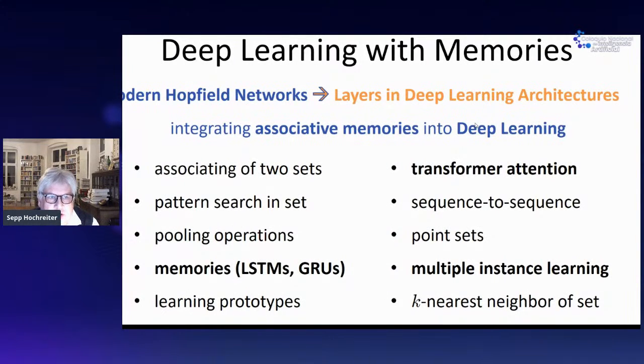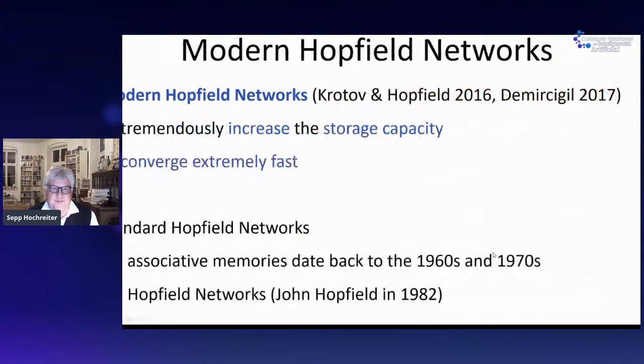The idea is to integrate modern Hopfield networks into layers of deep learning, thereby enhancing them, giving them an associative memory. If we do this, we can associate two sets. We can do pattern search in sets. We can do pooling operations. We can build memories like for LSTMs or gated recurrent units. We can learn prototypes. We can even implement the transformer attention mechanism. We can do sequence-to-sequence learning. We can process and analyze point sets. We can do multiple instance learning. We can do things like k-nearest neighbor, support vector machines, or learning vector quantization.